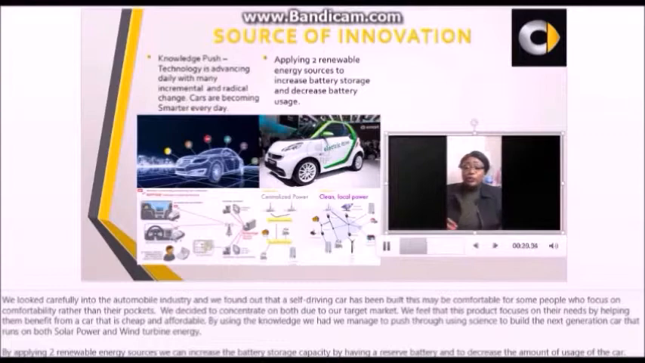We feel that this product focuses on their needs by helping them benefit from a car that is cheaper and affordable. By using the knowledge we gathered, we managed to push through using science to build the next generation car that runs on both solar power and wind turbine. By applying two renewable energy sources, we can increase the battery storage capacity by having a reserve battery and decrease the amount of usage of the cars.